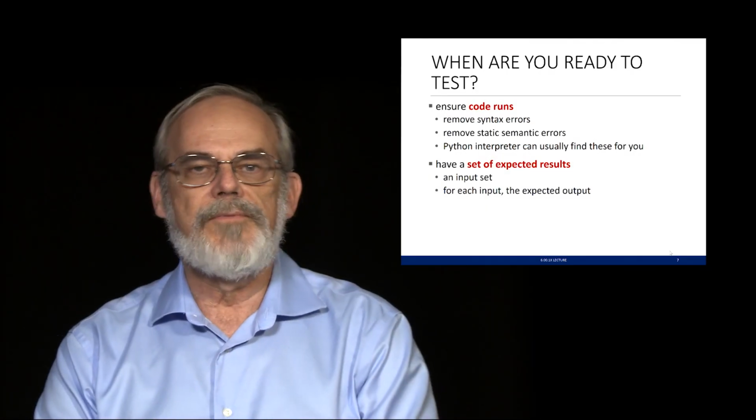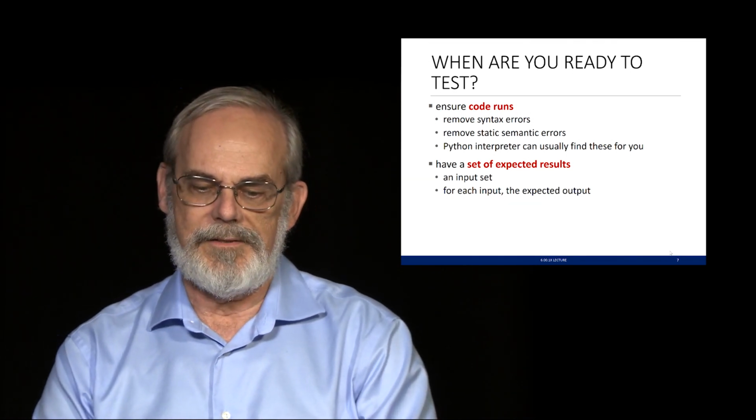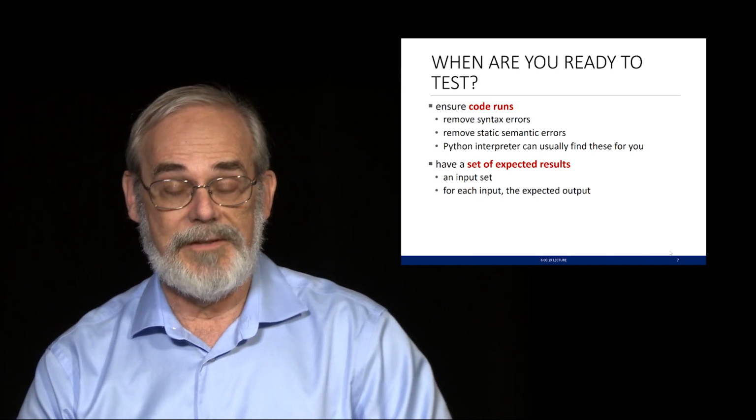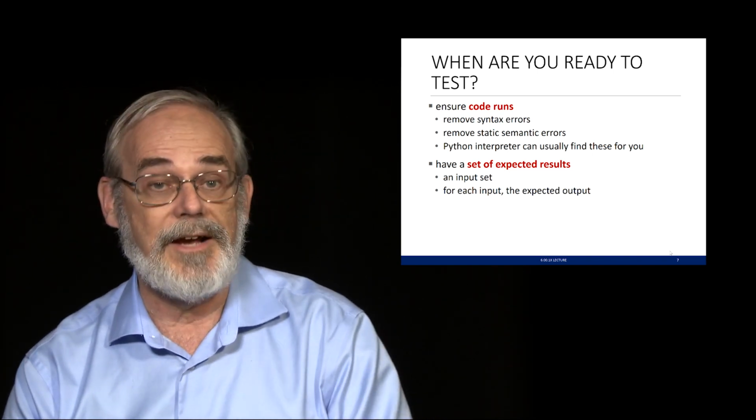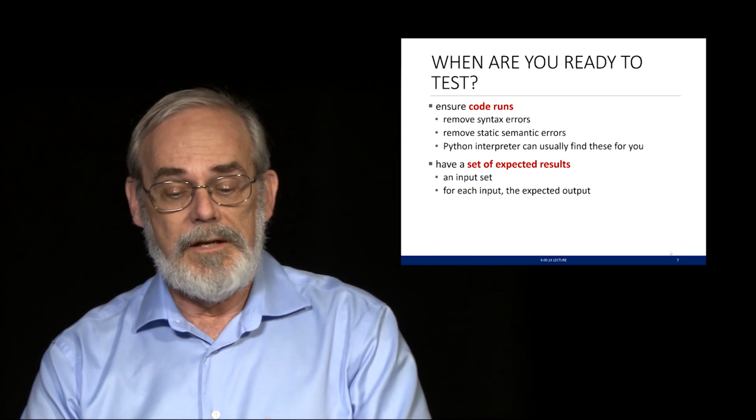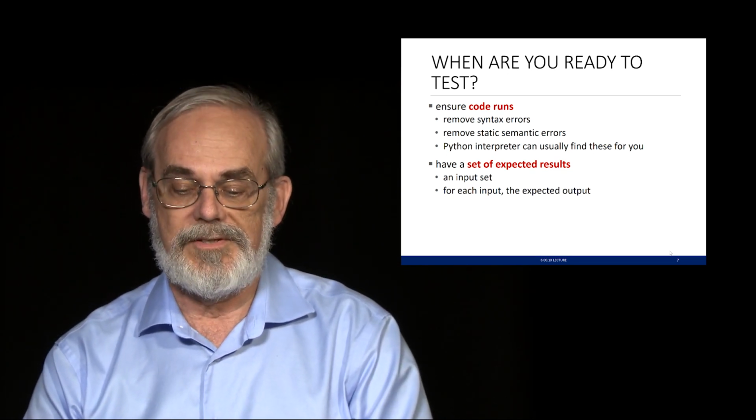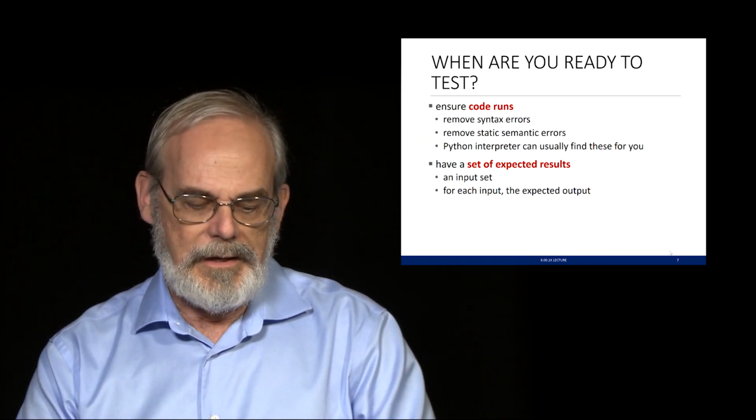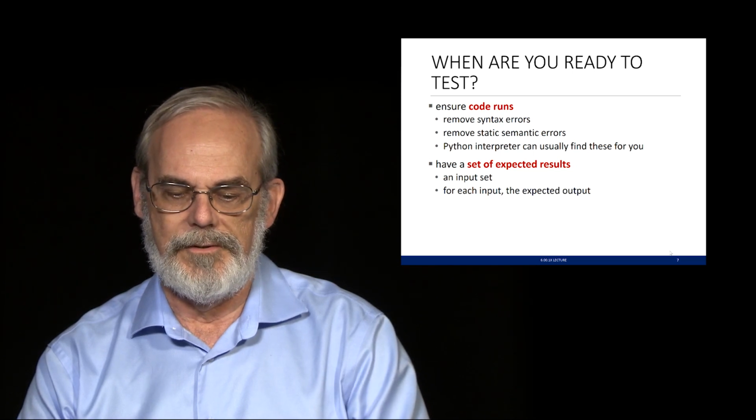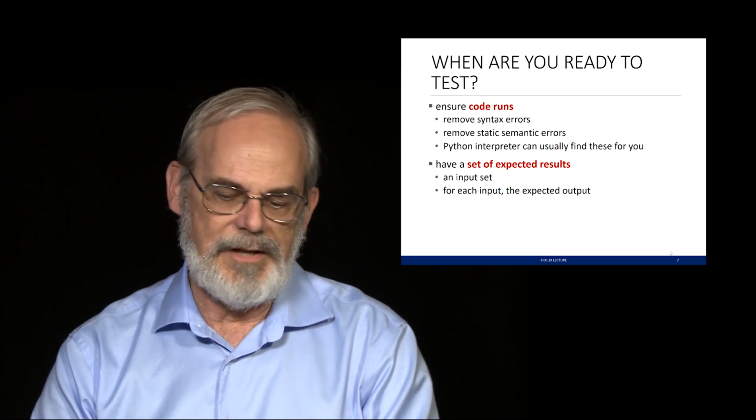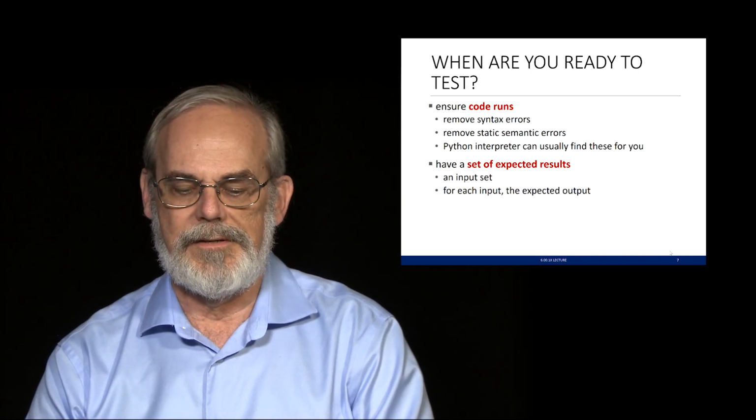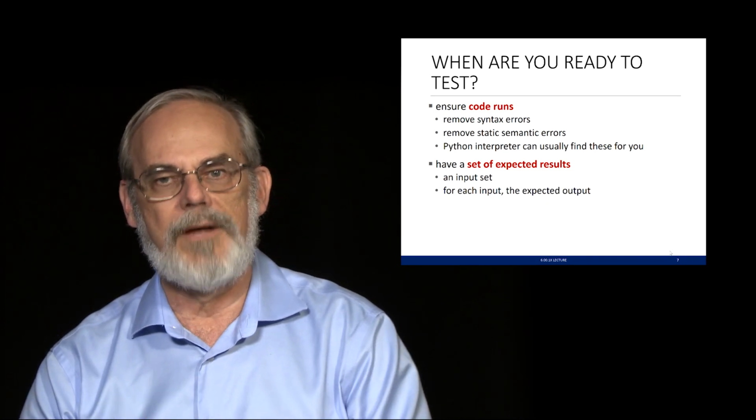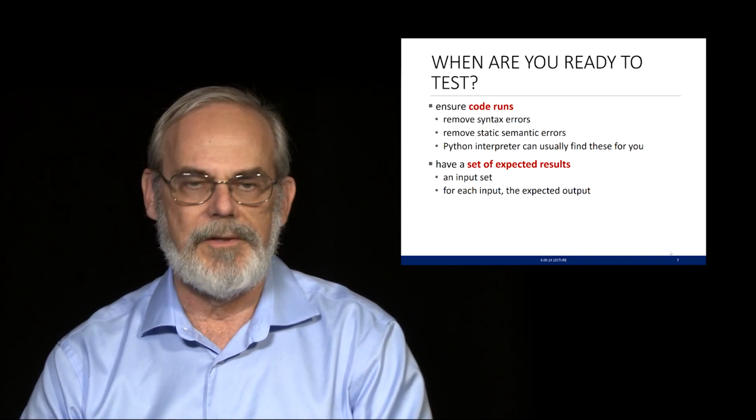So, once you've actually written your code, when are you ready to test? Well, the first thing you want to do is ensure that the code actually runs. Kind of an obvious statement, but that, especially in Python, will let you remove syntax errors. It will catch them before you can go. And it will typically allow you to remove most of the static semantic errors, things that simply don't form a well-formed expression. Again, the Python interpreter is pretty good at finding most of those for you. Once you know your code runs, the second thing to do is to write a list of expected results. Create a set of inputs, and for each one, what do you expect the result to be, so that when you run the code, you can spot the places where it isn't doing the right kind of thing.